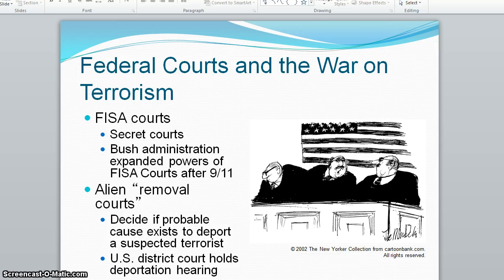In response to the 1995 Oklahoma City bombing, the Anti-Terrorism and Effective Death Penalty Act of 1996 created an alien removal court to hear evidence against suspected alien terrorists. And that court decides on probable cause for deportation.